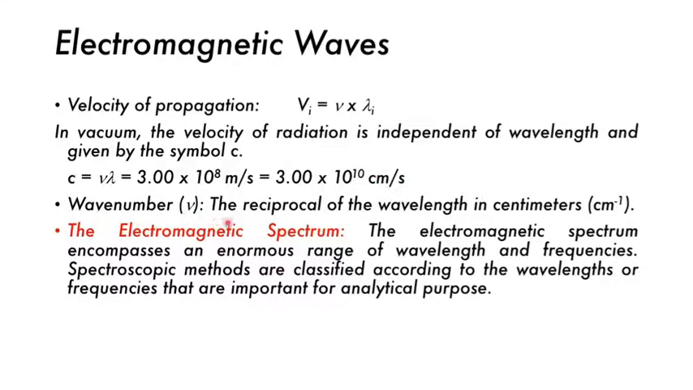The wave number is the reciprocal of the wavelength in centimeters, cm to the -1. The electromagnetic spectrum encompasses an enormous range of wavelengths and frequencies. Spectroscopic methods are classified according to the wavelengths or frequencies that are important for analytic purposes. There are different regions: the UV region, the visible region, the radio wave region, the X-ray and gamma ray radiation, all of which can have different spectroscopies assigned to them. Generally they correspond to different processes in the physical and chemical world.